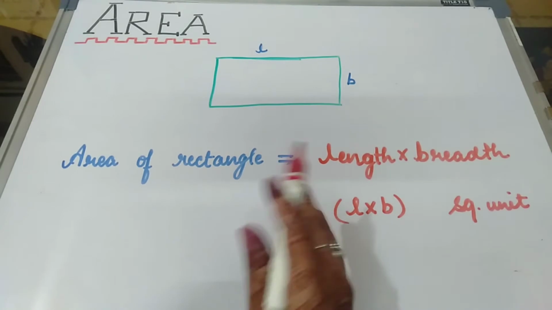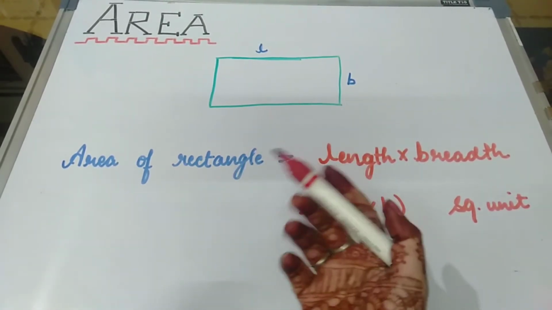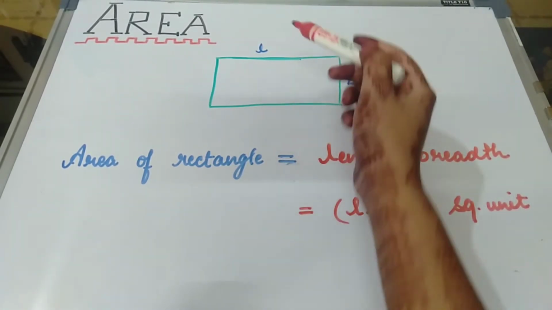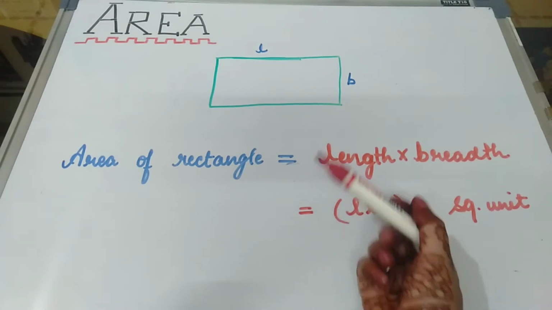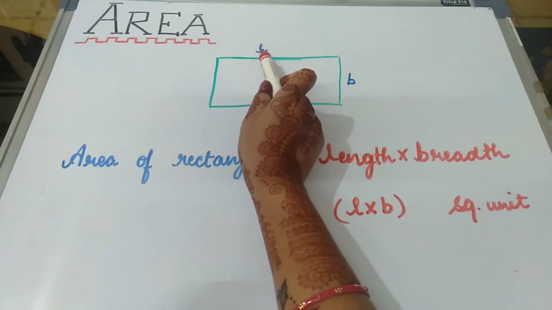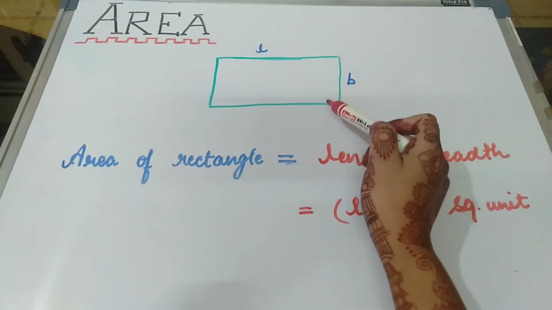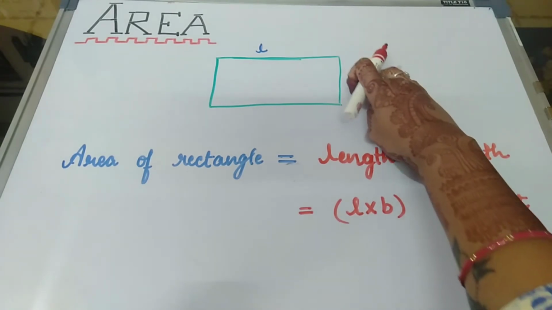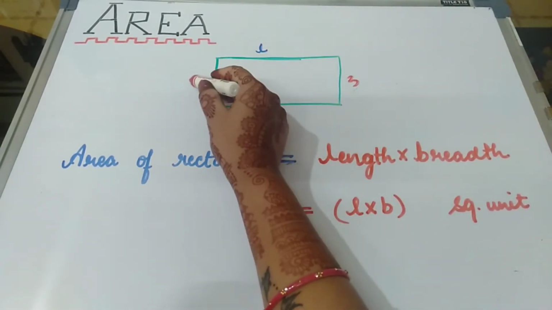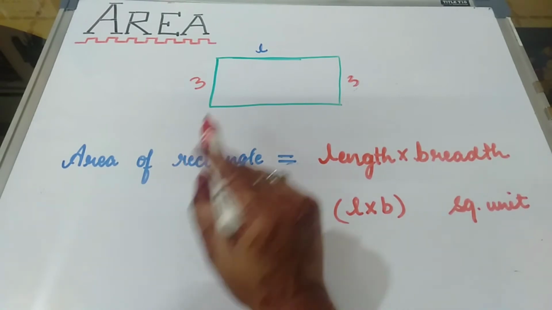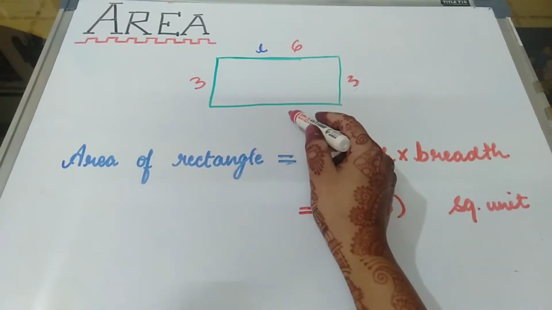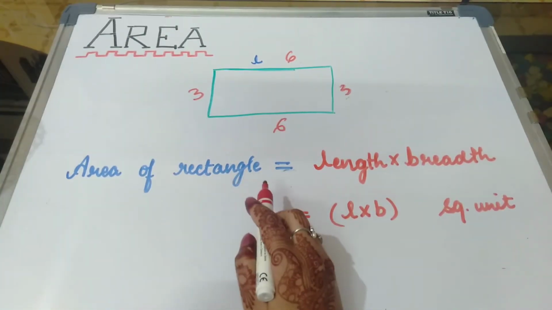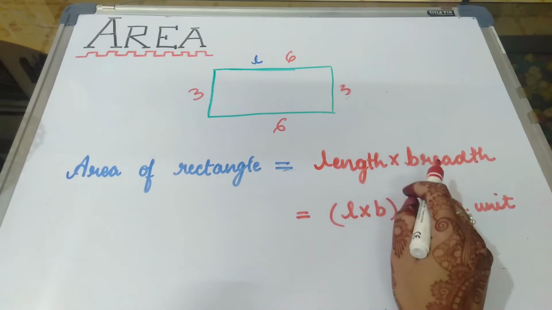So now let us see the area of some closed figures. Our first closed figure is the rectangle. So what will be the area of a rectangle? As we know, the opposite sides of a rectangle are equal, and the bigger side is known as length and the smaller side is known as breadth. Suppose this is length and this is breadth, if it is 3 centimeters, the opposite side will also be 3 centimeters. If it is 6 centimeters, then the opposite side will also be 6 centimeters. So the area of the rectangle will be length into breadth.